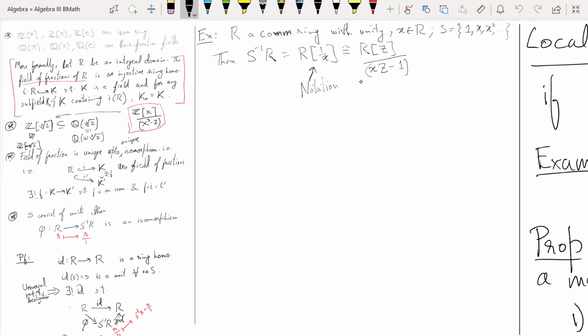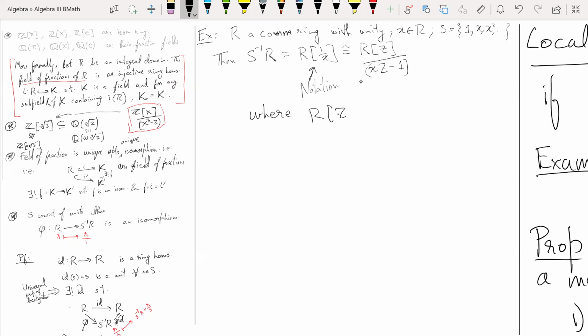So this is more or less a notation, so don't think of it too seriously. What we will show is that S inverse R is this ring. So you can try to show. This of course makes sense, right? The numerator is the polynomial ring over R in one variable, and then you go mod this ideal generated by xz minus 1.